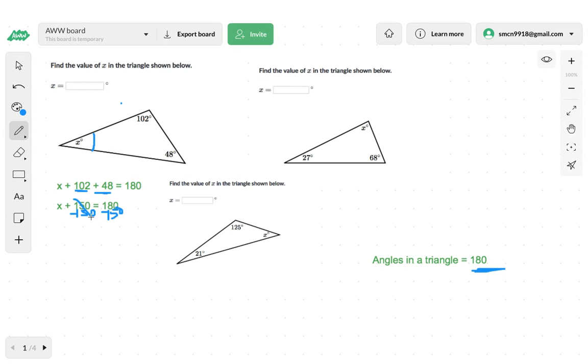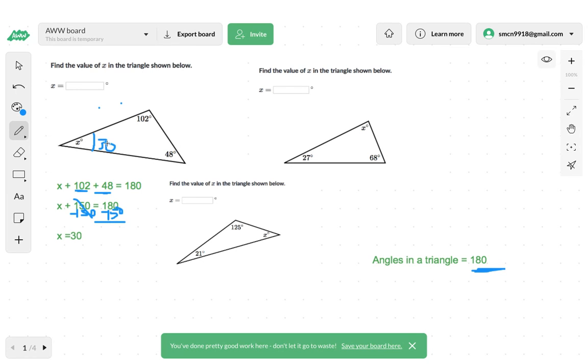Okay, so this will cancel, and you'll be left with x equals 180 minus 150, which will equal 30. Okay, so that means this equals 30. What you could have also done is just add 102 and 48 and then subtract from 180, and you would have got 30. So if you don't want to set up an equation, you don't have to. You just add 102 and 48, and then you must subtract from 180 because these all have to equal 180.